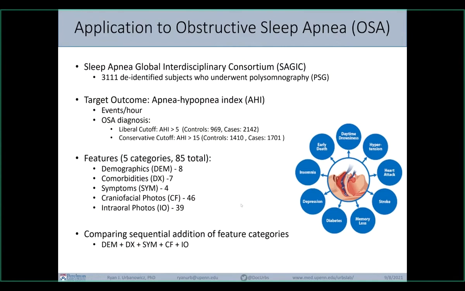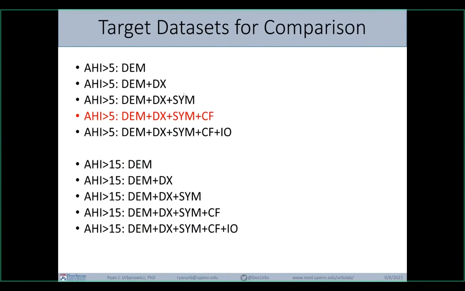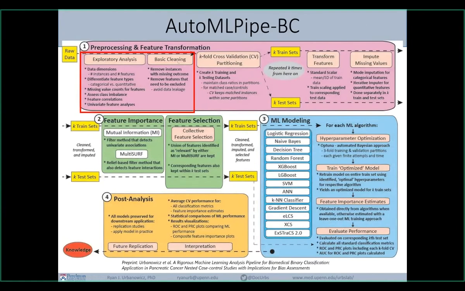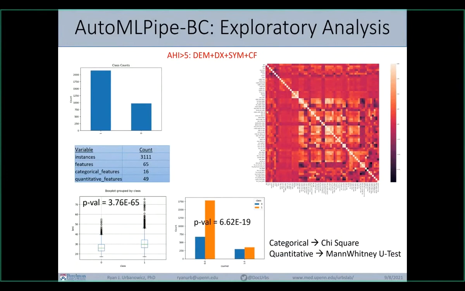So across this analysis, these were all of the runs that we completed using our automated pipeline. We used these 2 different AHI cutoffs, and these different combinations of features that I mentioned just a moment ago. Getting back to the pipeline, the first phase of the preprocessing is the exploratory analysis and basic data cleaning. This does very basic components of the machine learning process, but what's really nice is it also outputs all of the summary information and figures that you might want for this initial phase.